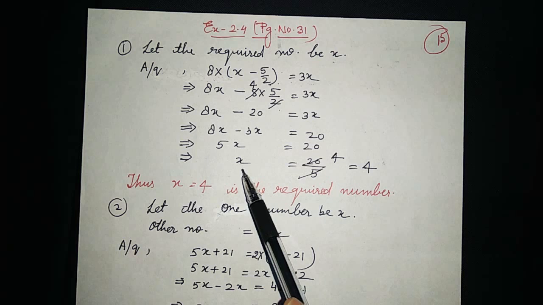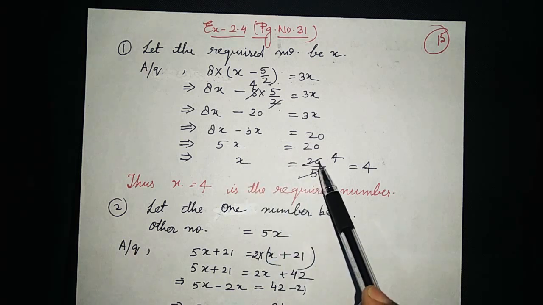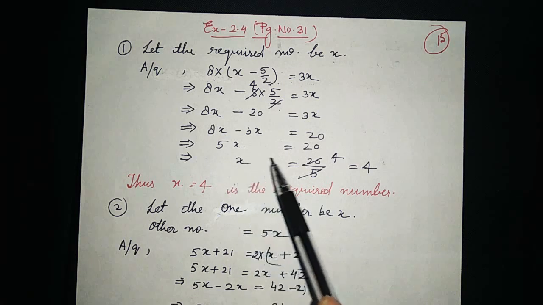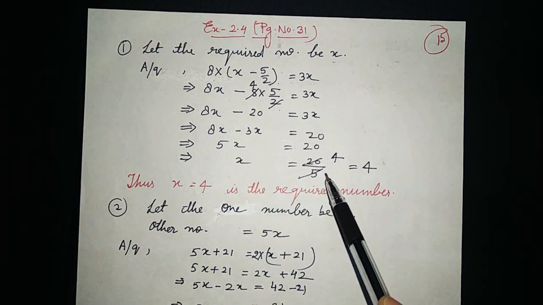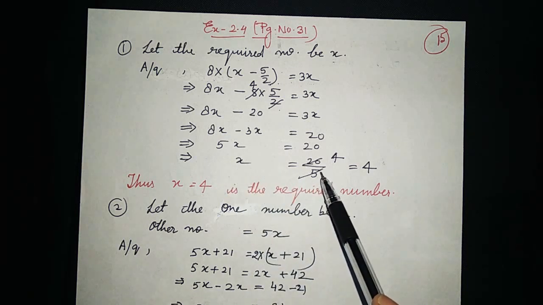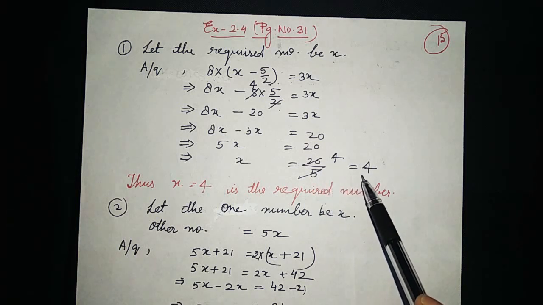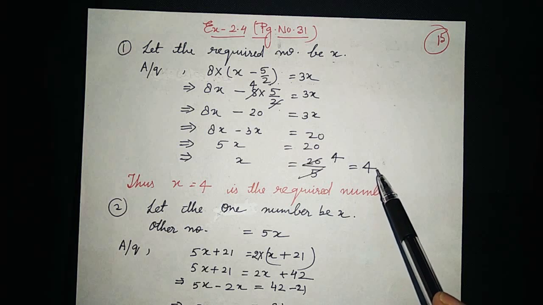And after that, x is equal to 20 divided by 5, because you will transpose 5 from the left hand side to the right hand side, and then you will reduce it. 5 1 is 5, 5 4 is 20. What is coming? 4. Hence the required number is 4.